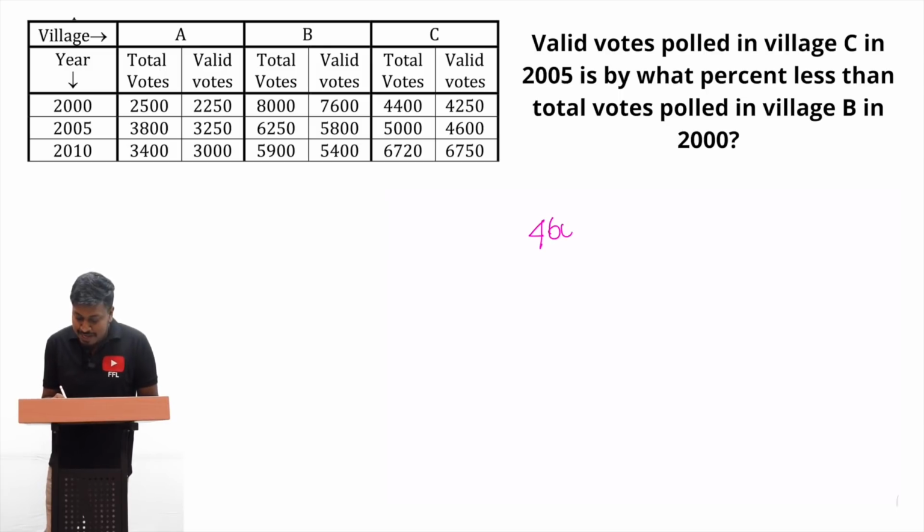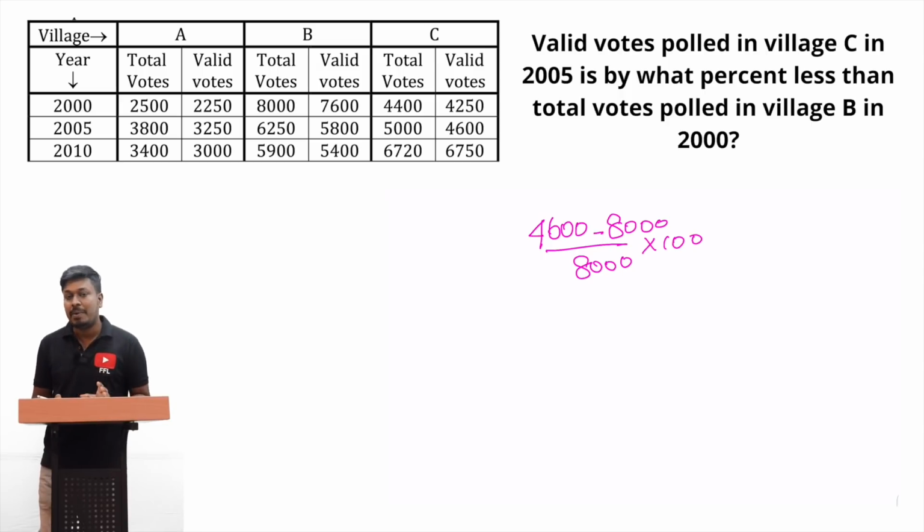So this will be the value of x, minus the value of y, which is the total votes polled in village B in 2000. So village B in 2000 will be 8000. So (4600 minus 8000) divided by 8000 into 100. Got it? So what is the formula I have used here? x minus y divided by y into 100.